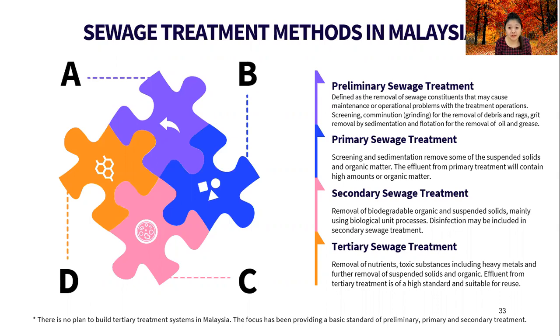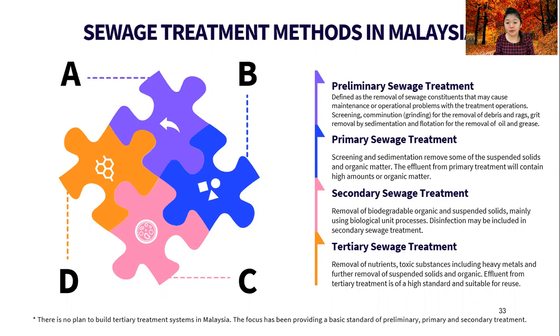So the removal of the biodegradable organics and suspended solids is mainly using the biological unit process. So these infections may be included in the secondary sewage treatment plants. For Malaysia, we have it until here. Okay, tertiary is more to the advanced one. We have it like for chemical treatment. But so far in Malaysia, we didn't have this.